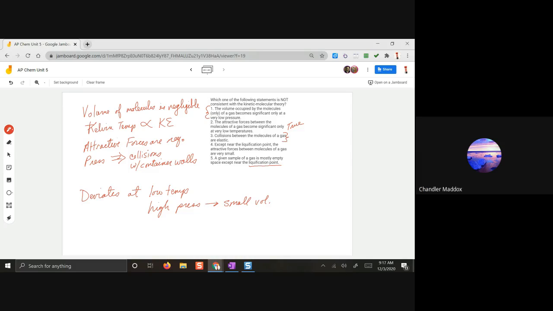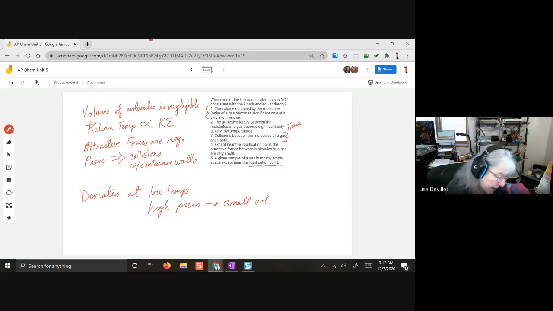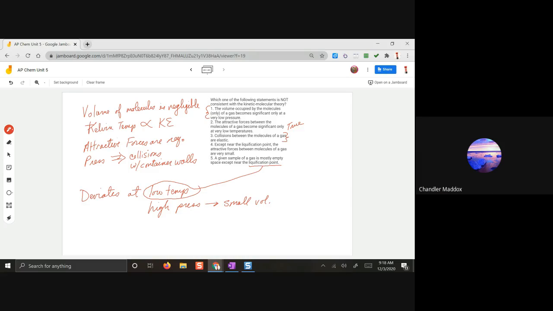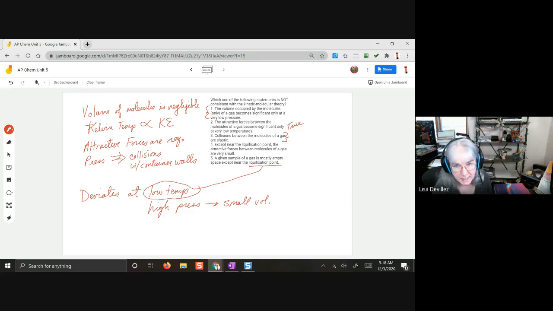So on number 4 of that one, near the liquefaction point, is it because the volume's getting smaller that the attractive forces start happening? It's the liquefaction point, right? That means we've lowered the temperature to the point where it's almost ready to condense. And so the liquefaction point is going to be associated with a low temperature for the gas. The molecules are moving slower. Yes.